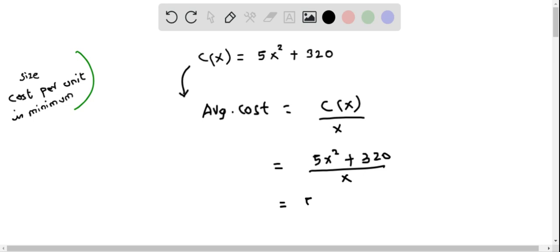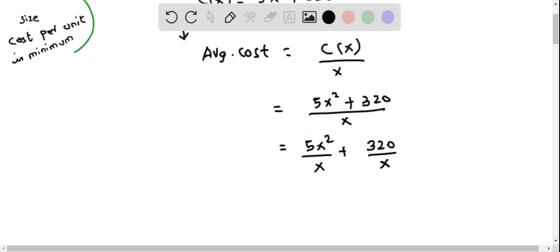And so this equals 5x squared divided by x plus 320 divided by x. We can simplify this, and this equals, I can cancel this 1 power of x with this x, and so this equals 5x plus 320 over x. And so this is the average cost function.